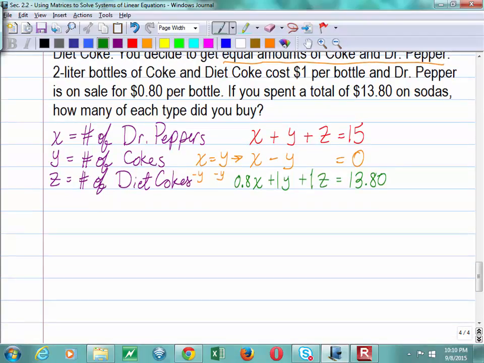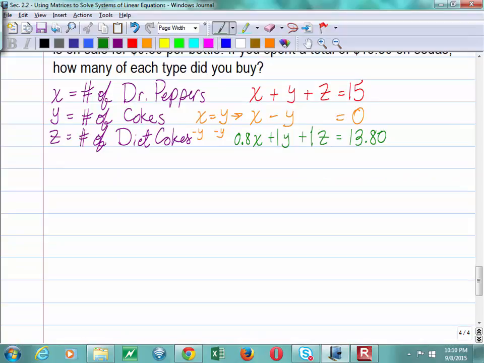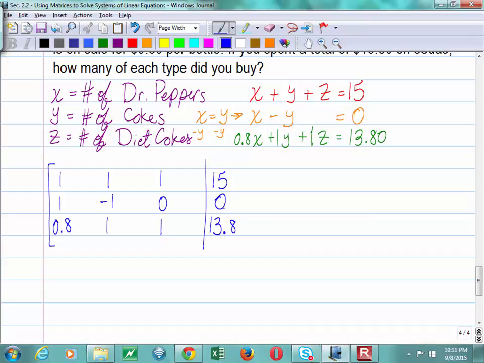Okay, so if I'm going to use Gauss-Jordan to solve this, I'm going to write down the matrix. So my first column is going to be 1, 1, and then 0.8. And my second column is going to be 1, negative 1, 1. My third column is going to be 1, 0, 1. And my last column is going to be 15, 0, and 13.8.